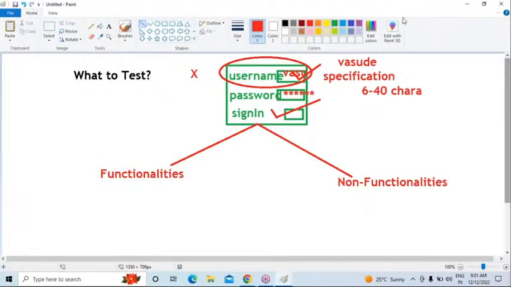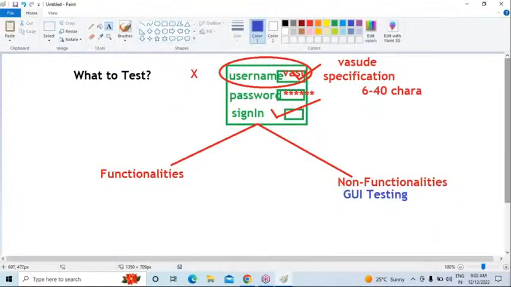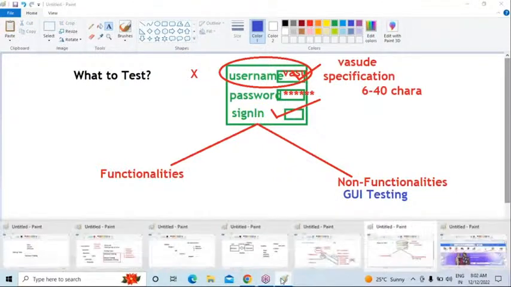So here we'll have the non-functionalities. What are the things that come under the non-functionalities? Coming to these non-functionalities, the first one is GUI testing, graphical user interface testing. What are the things that come under GUI testing? Coming to this flip chart.